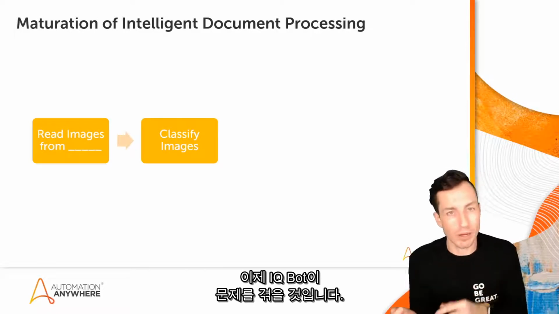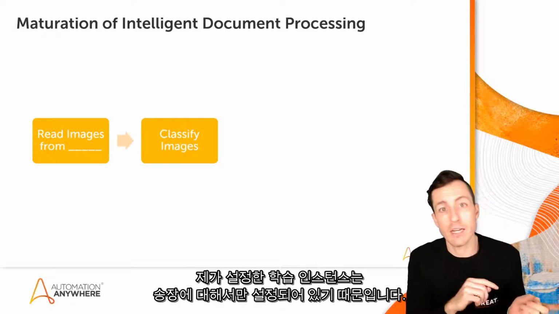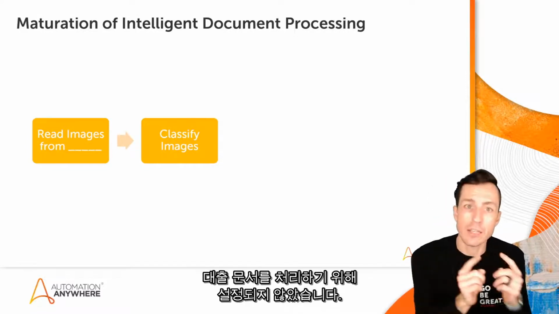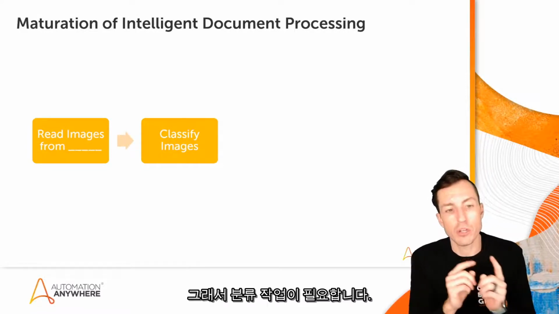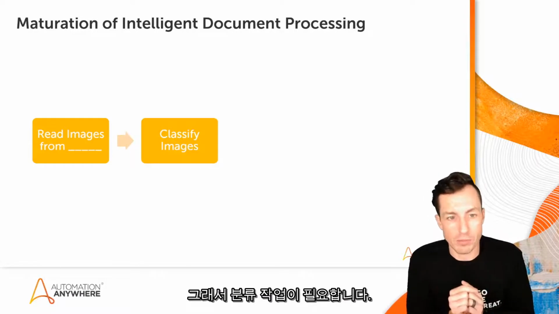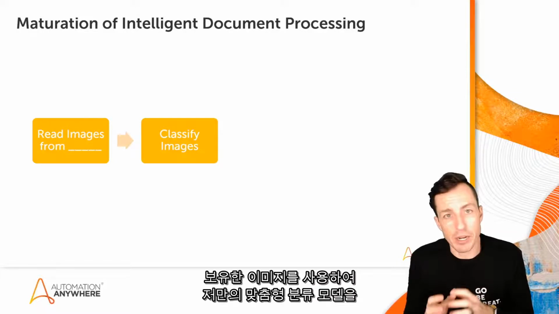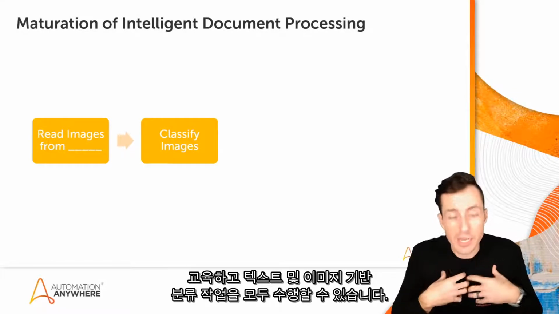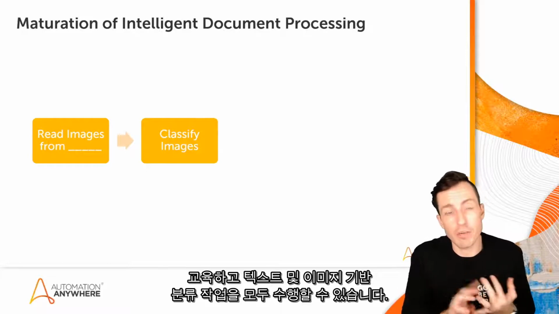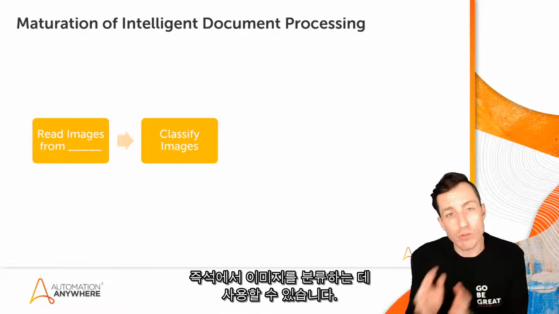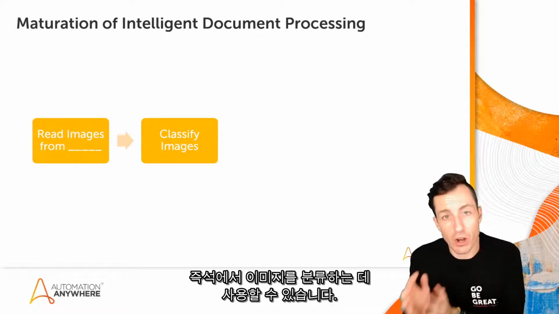And now IQBot's going to have trouble with that because the learning instance that I've set up is set up for invoices only. It's not set up for handling mortgage documents. So that's where classification comes in. With classification, I can train my own custom classification model using my own images, and that can do both text and image-based classification. So I can train my own custom model. I can use that for classifying images on the fly.